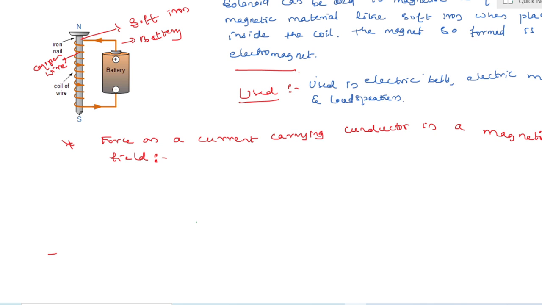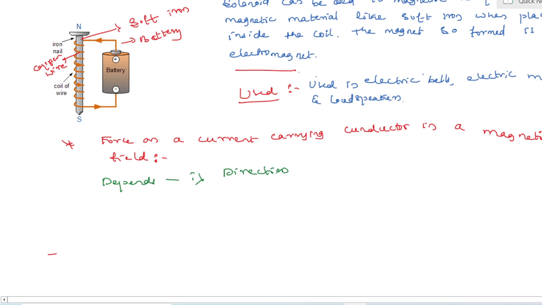It means, what does it define? It defines first one, direction of current, and second one, direction of magnetic field.